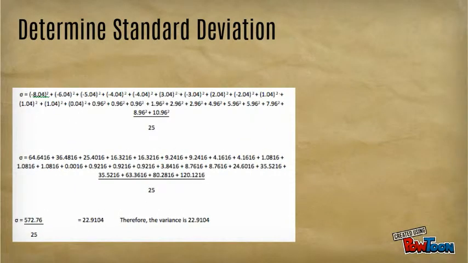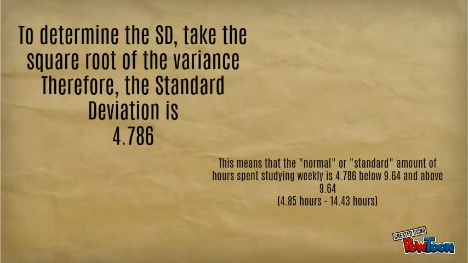After that, I wanted to know the spread of the data, so I determined the standard deviation. To determine this, first you must find the variance. To find the standard deviation, you must take the square root of the variance. Therefore, the standard deviation is 4.786, meaning that the normal or standard amount of time spent studying in this set of data is 4.85 hours to 14.43 hours.